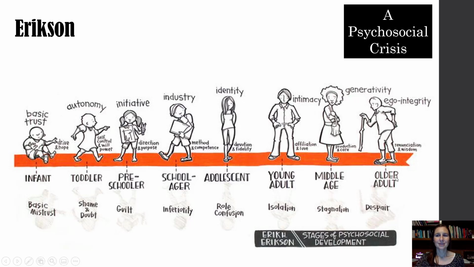And the last stage is an older adult. So this is when you look back at your life. If you feel like you've had a really great life, you contributed to society, you've done some really amazing things, then you have ego integrity. If not, if you look back and think you didn't do anything with your life, then you get feelings of despair.